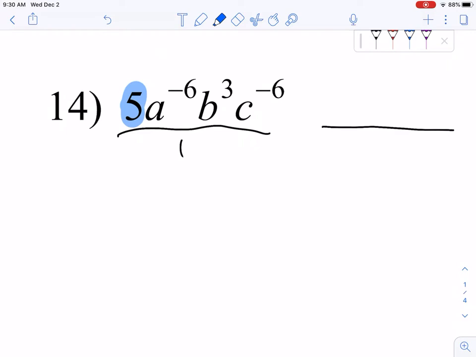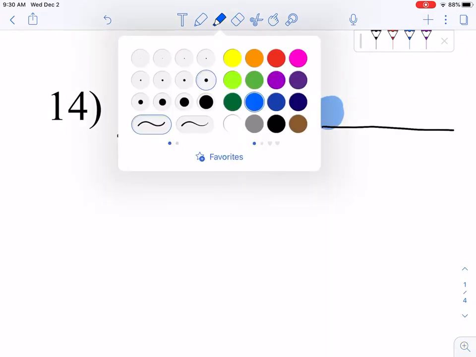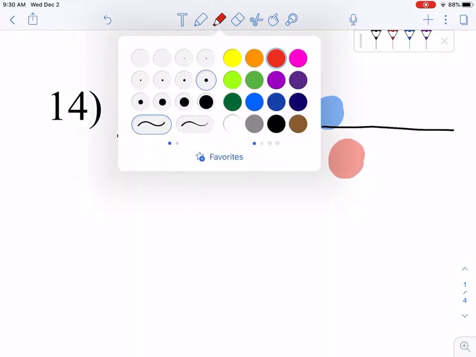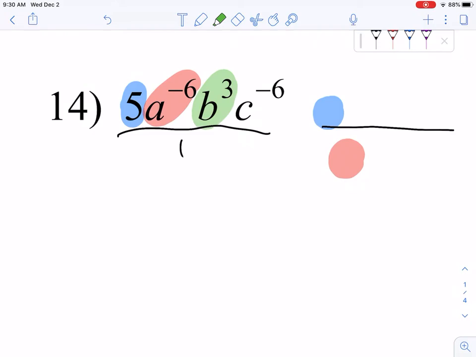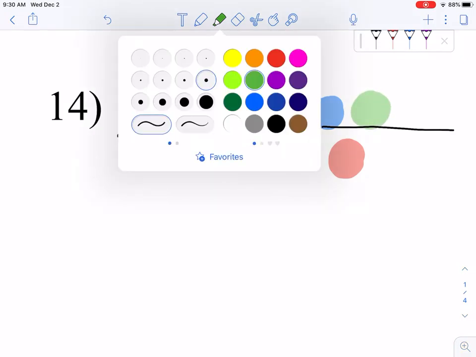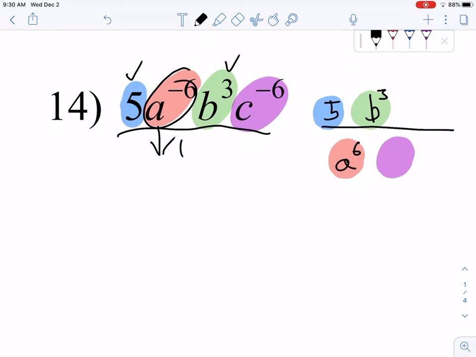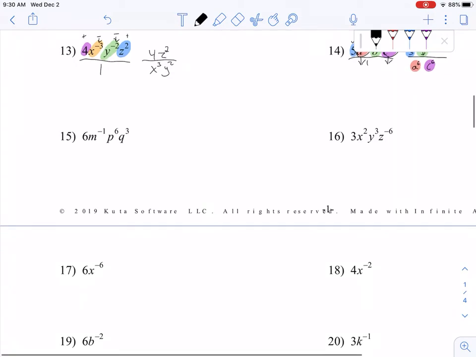So 5 is going to get to stay. A to the negative 6 needs to move. That's going to make it positive 6, though. B to the 3rd gets to stay because it's positive. And C to the negative 6 needs to move to make it positive. So I had 5 and B to the 3rd. Both of those guys could stay. A to the negative 6 needed to move downstairs. Now it's positive. C to the negative 6 needed to move downstairs. Now it's positive. So it just changes the sign.